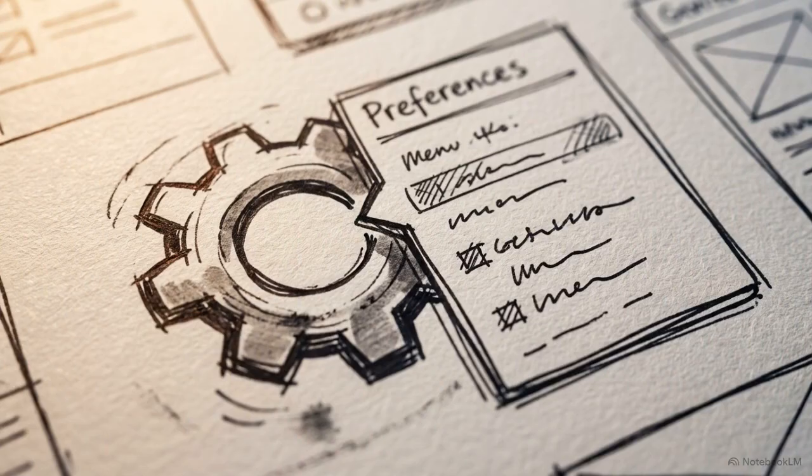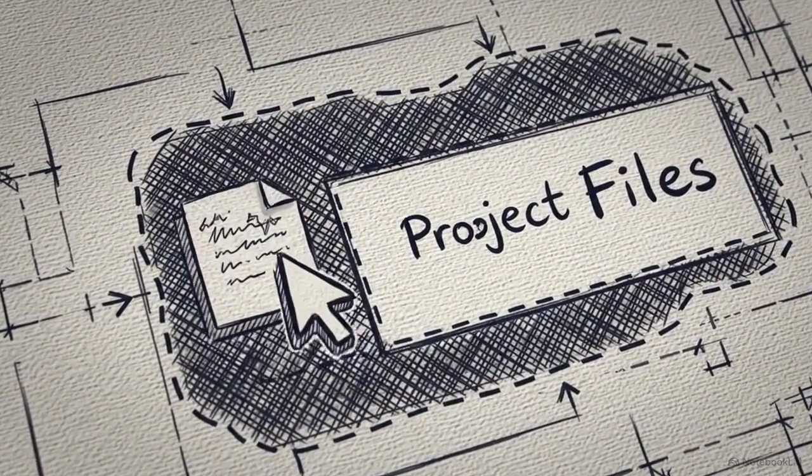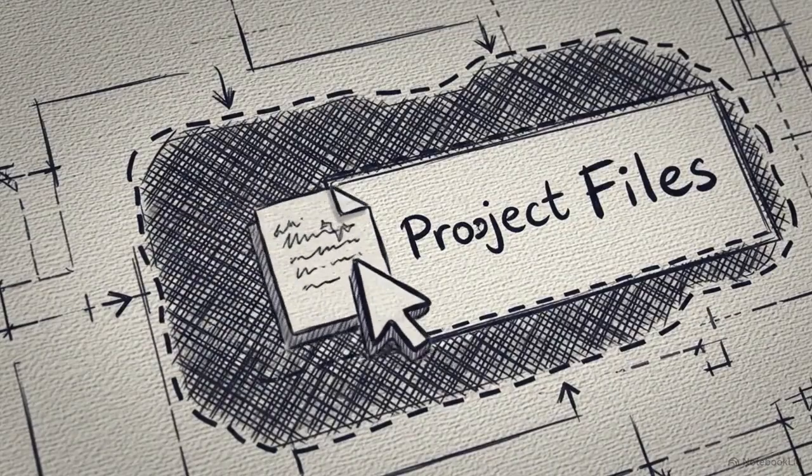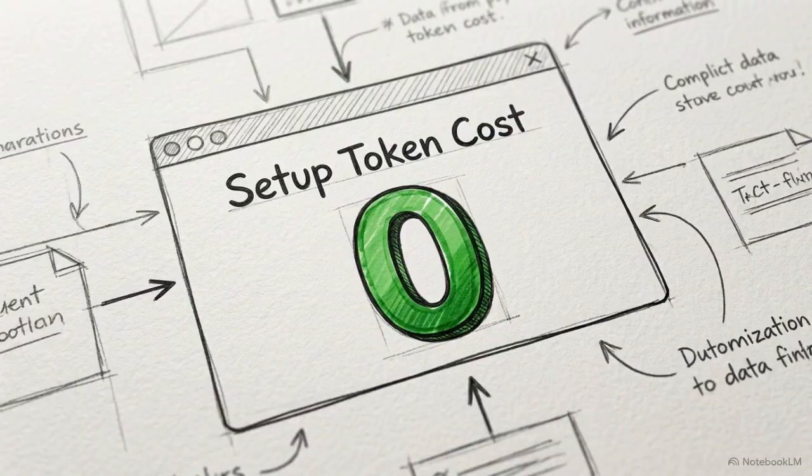Next, fill out the custom instructions and user preferences. Define your specific role, your desired tone, and any recurring rules you want Claude to follow. Loading your PDFs into a project and defining your role in the system memory eliminates the need to re-explain yourself. You stop paying the token penalty for repetitive setup.